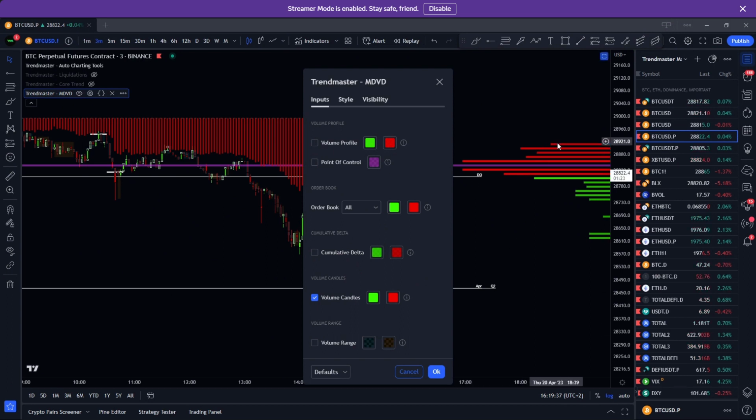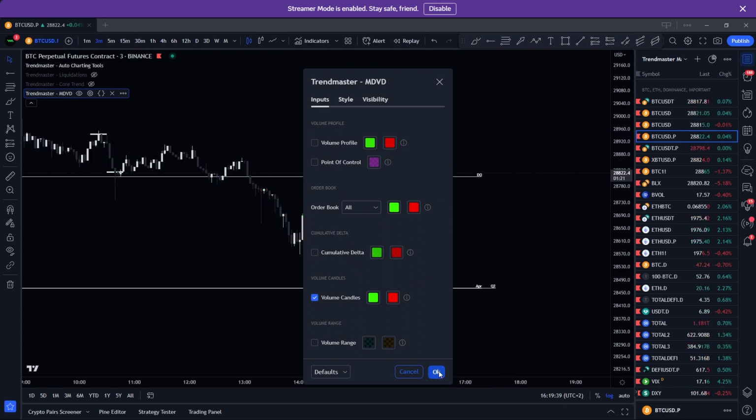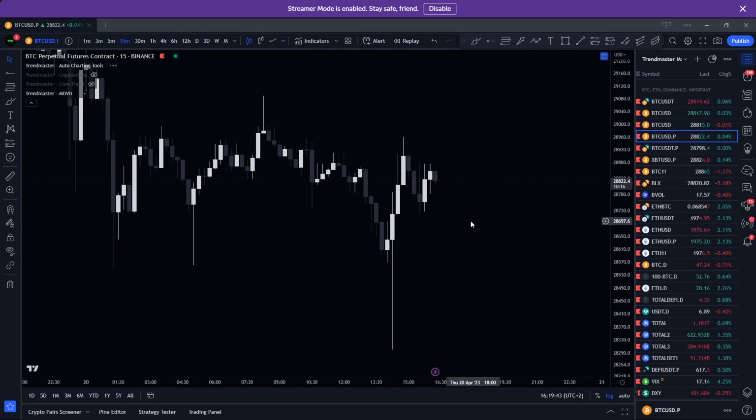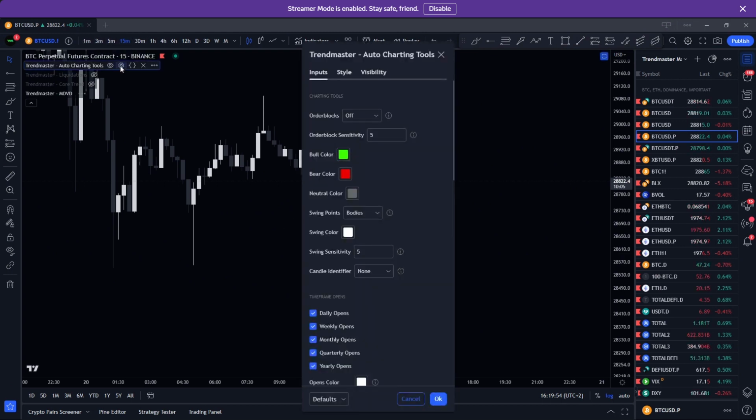So not only does it give you a VRVP, a volume profile, but we're also going to be able to see it. Let me see if I put on the 15. I might see a little bit better. The biggest thing that we want to see with this stuff, God, everything keeps breaking. 1 second.